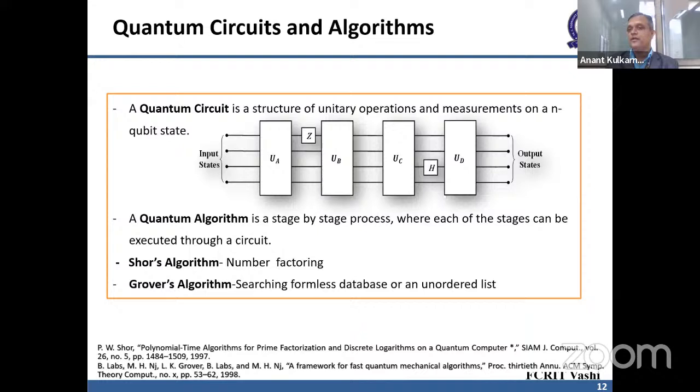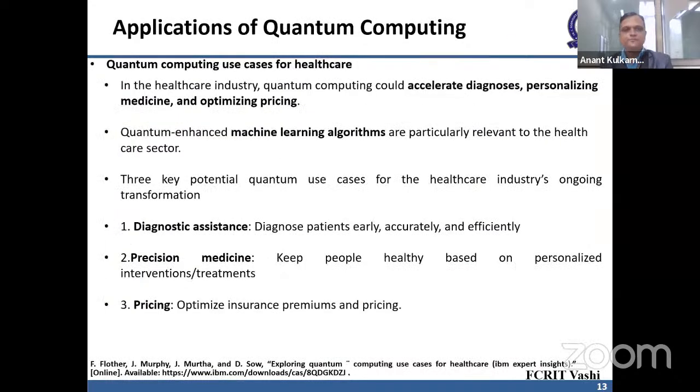And what did Grover do? I have given you the references at the bottom of the slide for information purposes. You can go through those references. And Grover has given a method for searching a formless database or an unordered list, right? Let us move forward.